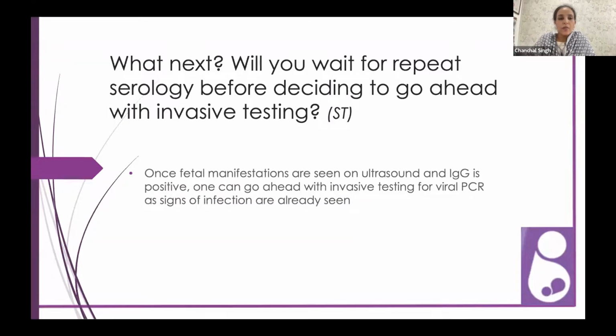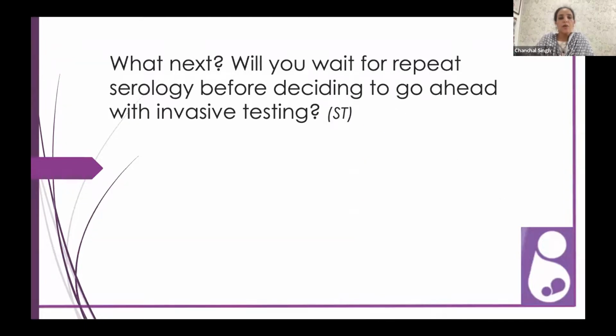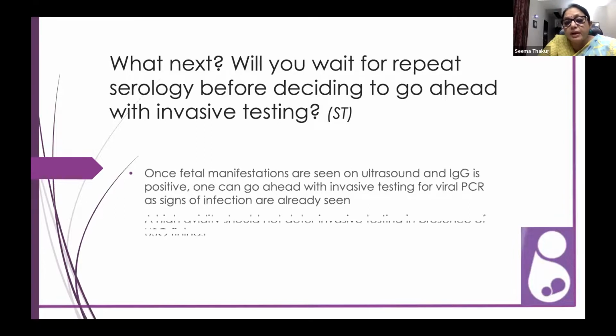So what would be, Dr. Seema, what to do next? Should we wait for a repeat serology? Should we do an avidity? Or should we go ahead straight to invasive testing? I think the best is to go directly for invasive testing rather than doing the maternal investigation. The reason being that if this is because of some etiology that has already happened, the infection is old only. So we should directly go for invasive testing, excluding CMV and other infections.